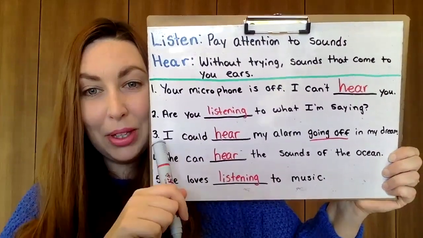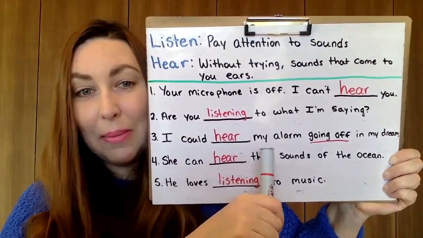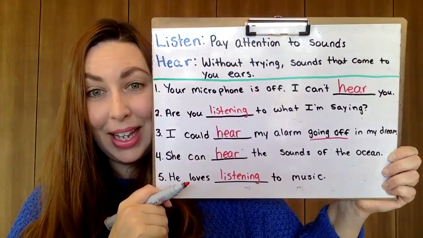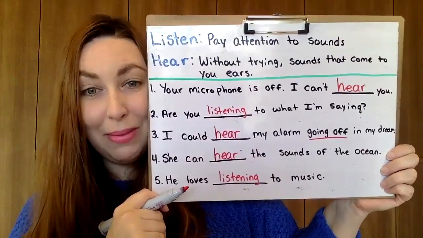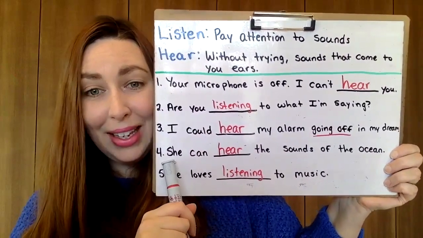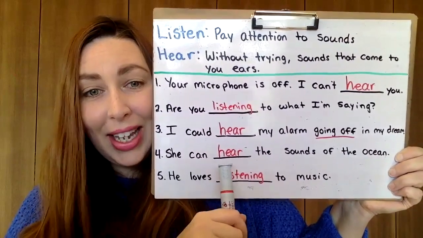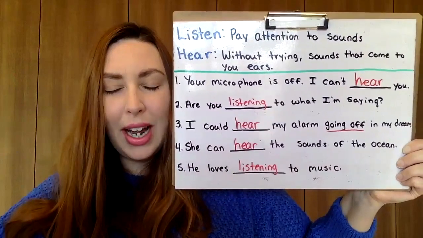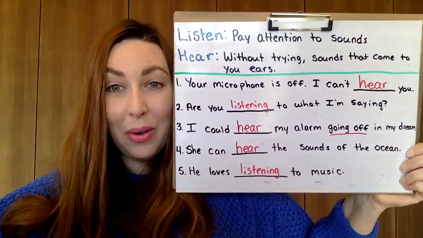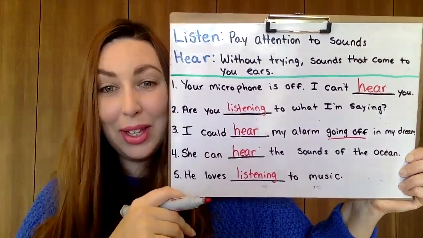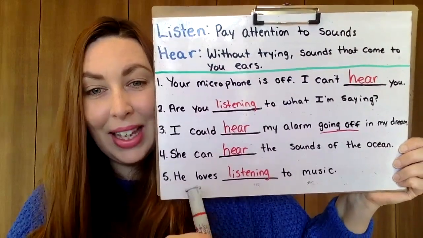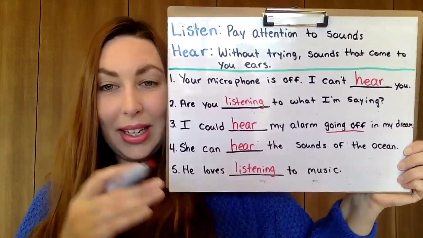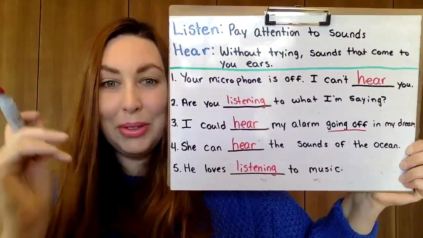Okay. Number 3, I could hear my alarm going off in my dream. Number 4, she can hear the sounds of the ocean. So if she closes her eyes, she's at the beach. Oh, I can hear the sounds of the ocean. How lovely. Okay. And number 5, he loves listening to music.